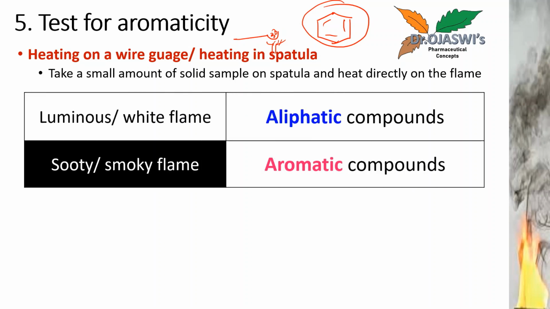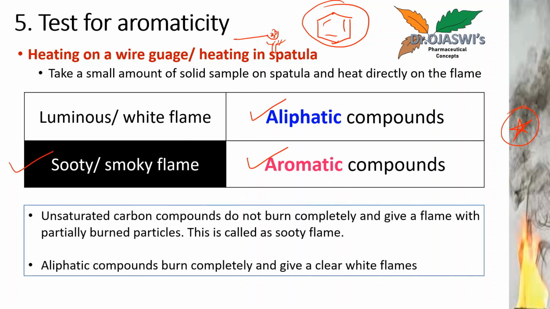If a luminous or white flame is observed, then the compound is aliphatic in nature. If a sooty or smoky flame is observed, like this, then the compound is aromatic in nature. Unsaturated carbon compounds do not burn completely and give a flame with partially burned particles. This is called a sooty flame. Aliphatic compounds burn completely and give a clear white flame.